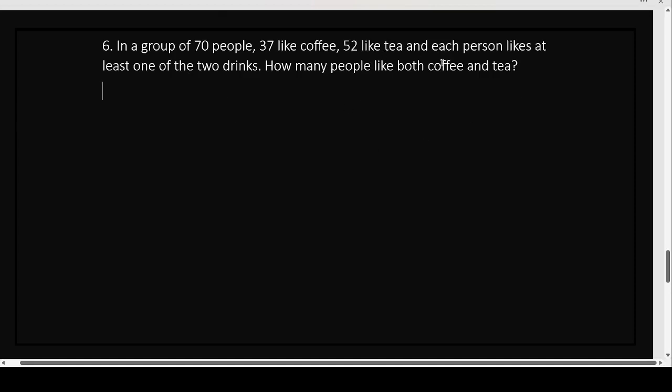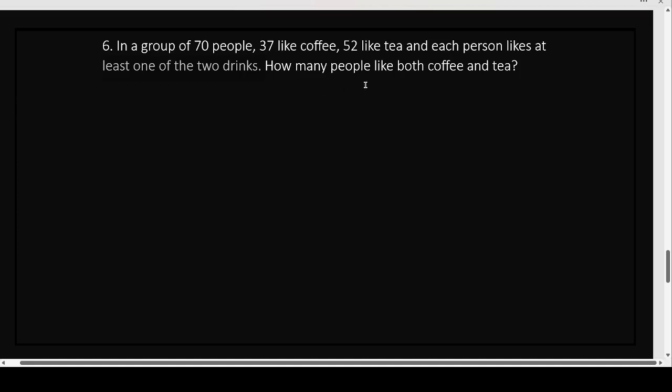Here he has added one sentence: each person likes at least one of the two drinks. Actually, in all the previous problems, this holds good. Some elements could be outside A and B, outside A union B, but that is not the case. We have assumed that all the elements are either in A, or in B, or in the intersection of A and B. So he has categorically told us each person likes at least one of the two drinks.